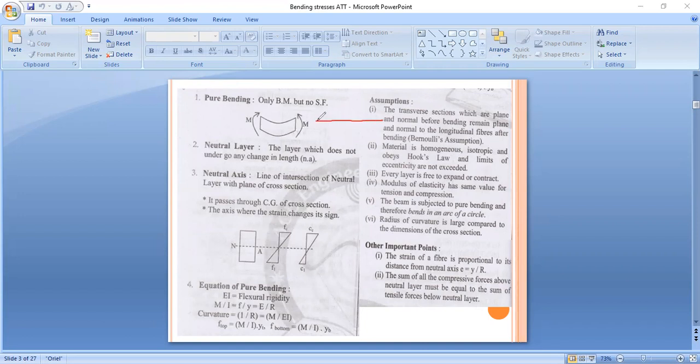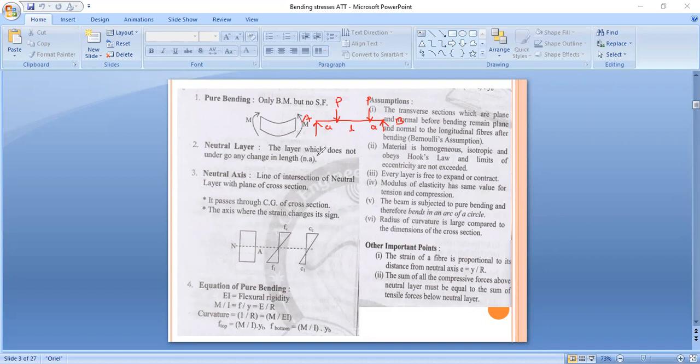Suppose this is a simply supported beam AB, and on that beam I am going to apply two point loads. Suppose this is point load P and this is point load P. This distance is a, this is also a, and this is L. Due to this loading, first we have to draw the shear force diagram and bending moment diagram.